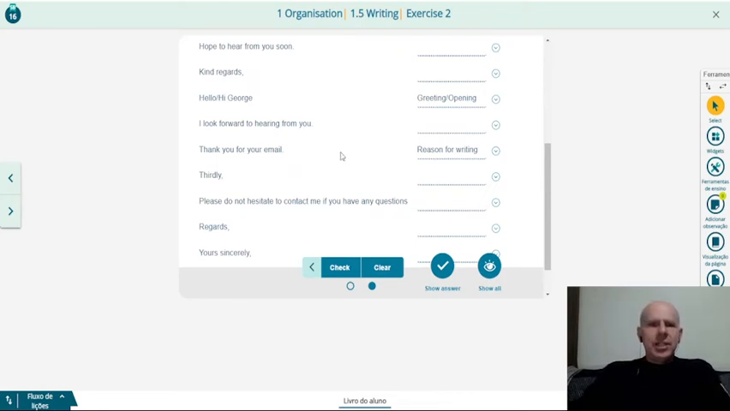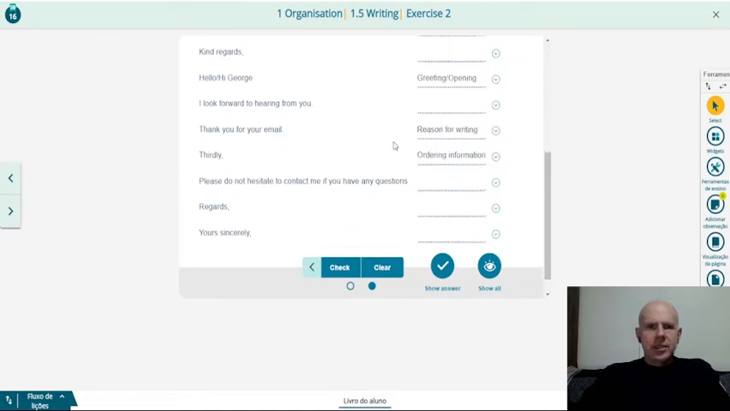Ordering information. Are there other words that we can use to order information? Look at this. Thirdly, there's firstly, then after that, thirdly, finally, and so on. Ordering information.